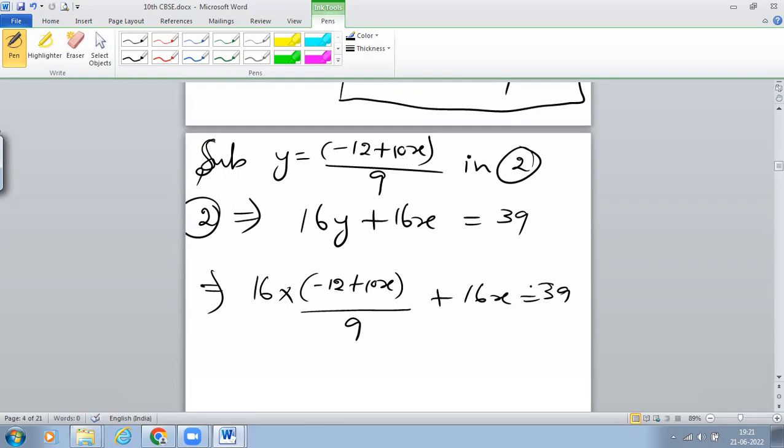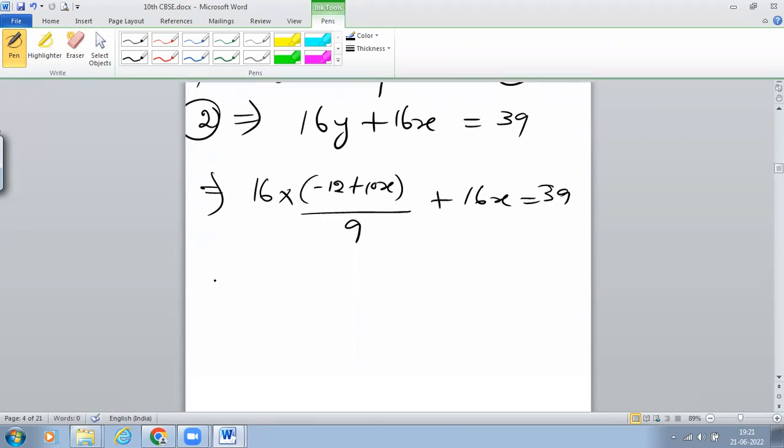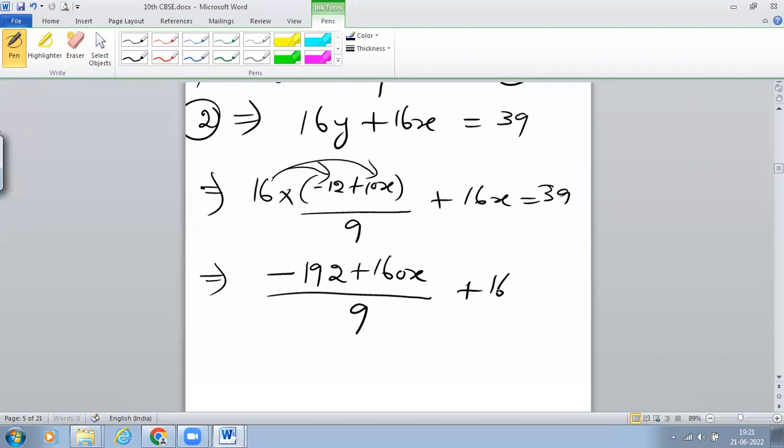Now what we can do is first multiply the 16 inside, because we cannot cancel the 16 and 9 since they don't have any common factor except 1. So you have to multiply the 16 inside. So 16 into minus 12. What is 16 into minus 12? It is minus 192. Yes or no? Minus 192. Now what is 16 into 10x? Plus 160x. Plus 160x, whole divided by 9, plus 16x is equal to 39.